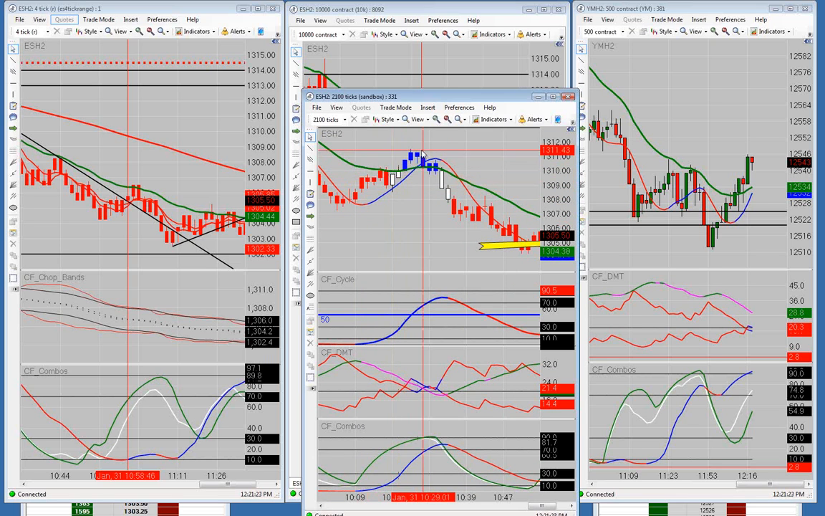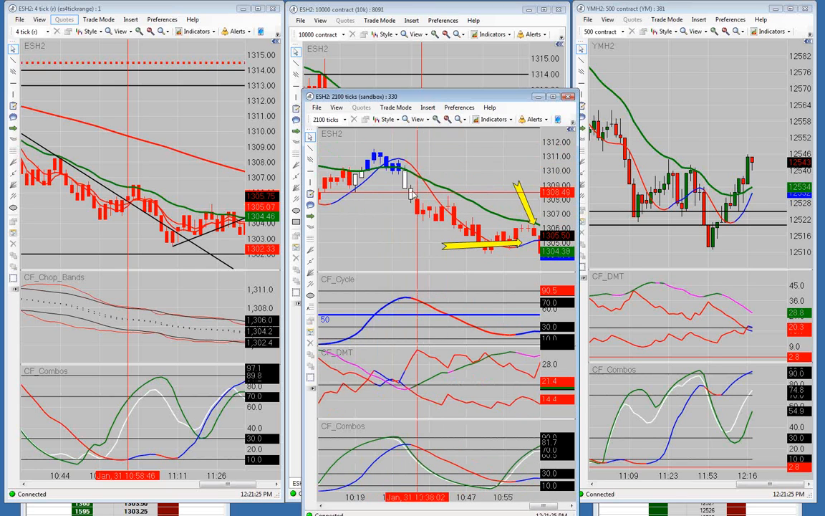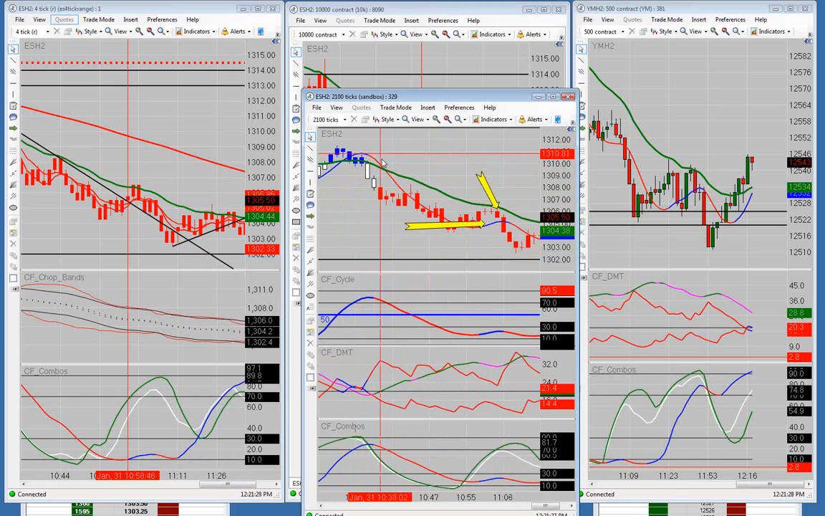Now, obviously, if he'd have kept it on, it would have worked out for him. But after he did that, then he took a naked 2100 tick trade, which means he had a chart that just had the MA1 on it.